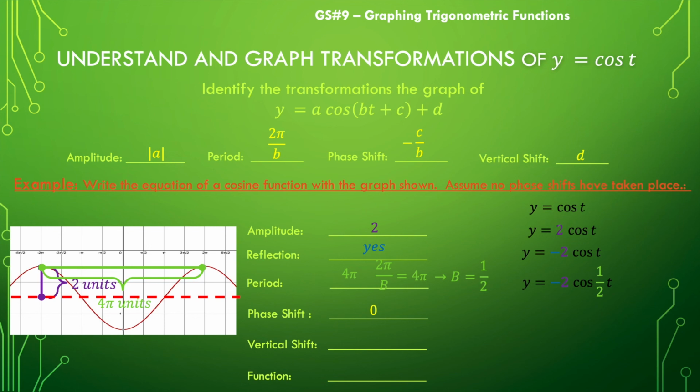And then we are going to look and see how far this graph has been translated vertically. And you can tell that this has been shifted down 3 units. So we're going to tack that onto the end of our function, and voila, we have the equation of the function that has been graphed here.